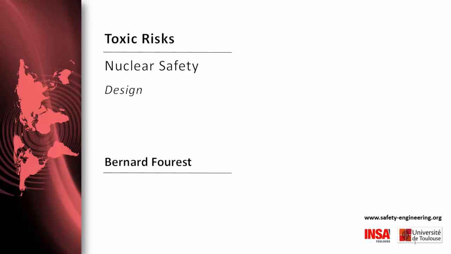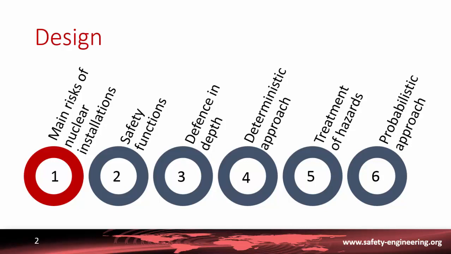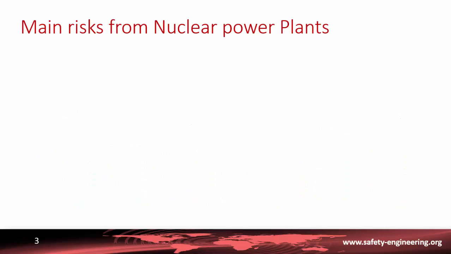Let's begin to look at how nuclear safety is ensured at the design stage. So we will see the different aspects, beginning with the risk, the concept of safety function, a very important principle which is defense in depth, and then the two different approaches of the safety analysis, which are the deterministic approach and the probabilistic approach, including the treatment of hazards.